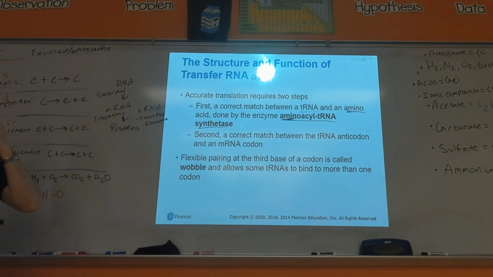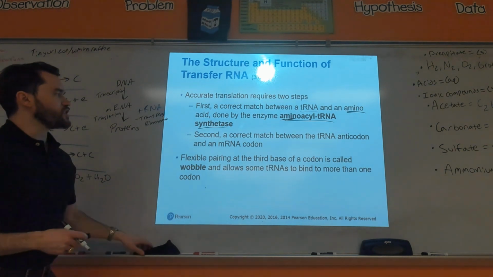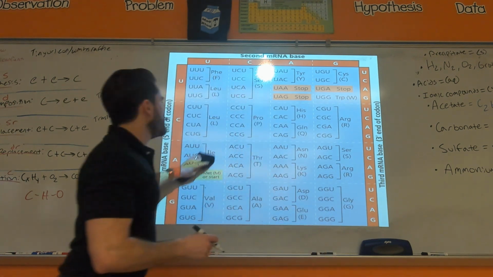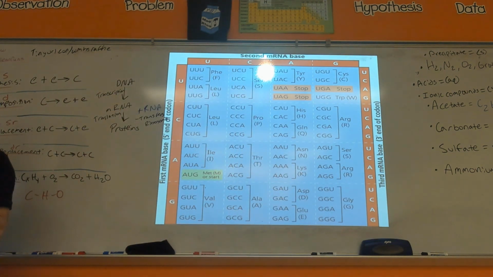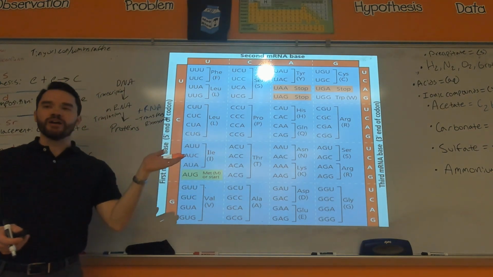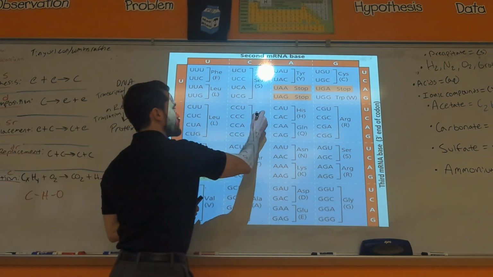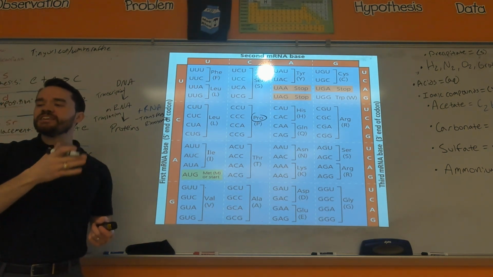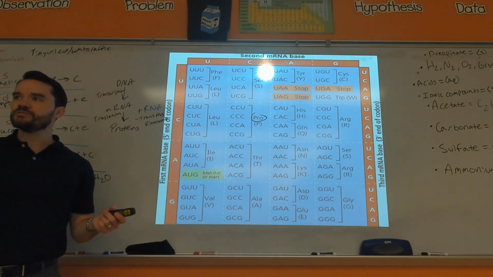Now this third point's kind of interesting. Let me show you the codon chart to help you understand the third point right there. When I showed you this codon chart, I asked, what is the mRNA sequence for the amino acid proline? If I asked you to write that down, what would be the issue? Remember what the issue would be?